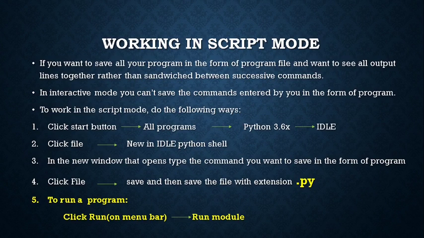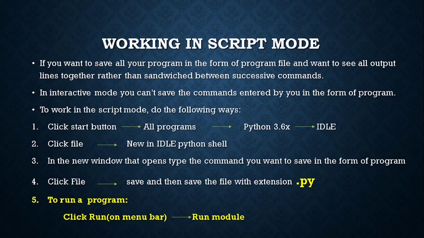Working in script mode. If you want to save all your programs in the form of program files and want to see all output lines together rather than sandwiched between successive commands, then we use script mode. In interactive mode, as I've said, you cannot save commands entered by you in the form of a program. In order to open script mode, click the start button, all programs, and click on the Python folder with version 3.6, whatever version you're having, then click on IDLE. It is similar to the interactive mode.